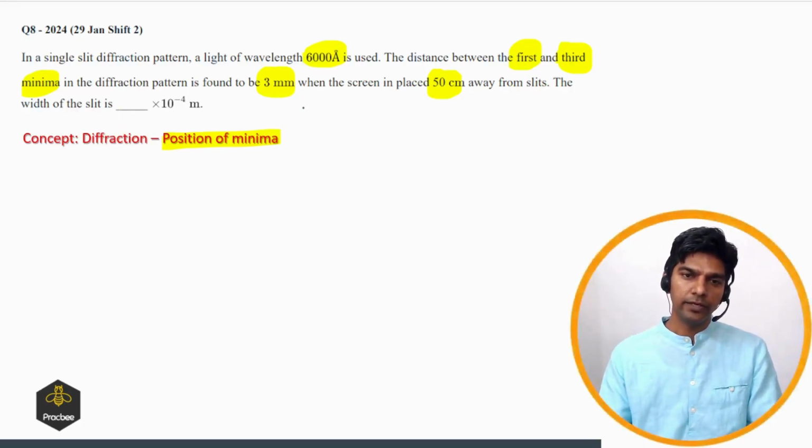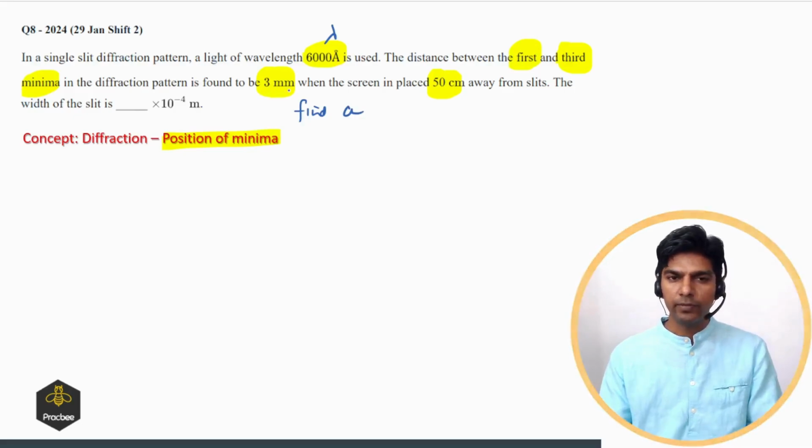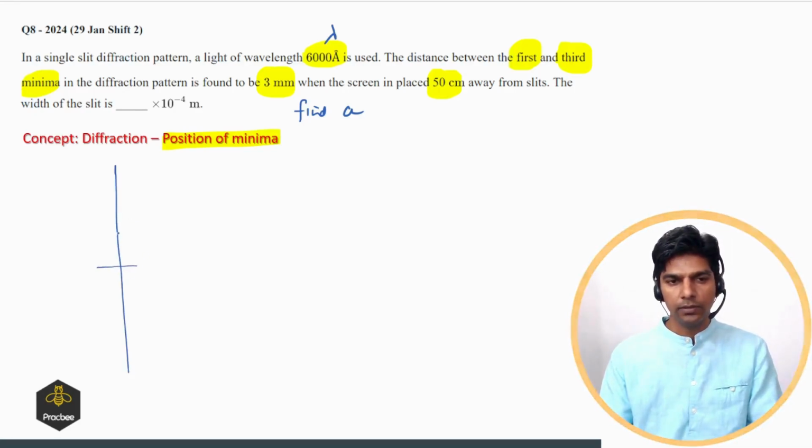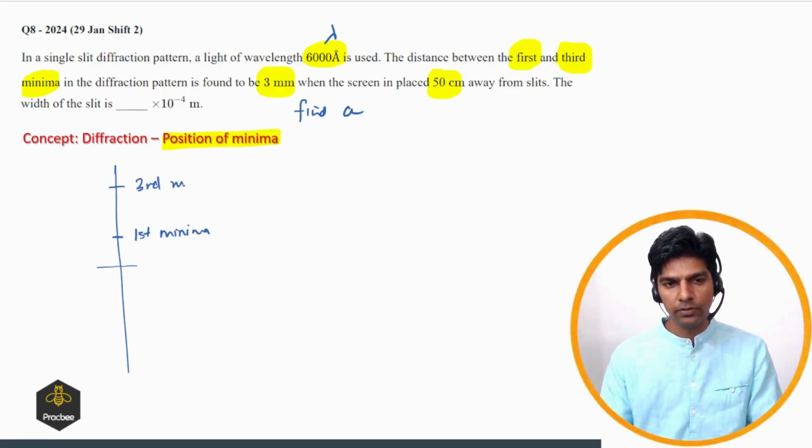So we have to find a. So lambda is given, and 3 millimeter is the distance between the first minima and the third minima. So let me show the screen. This is the central maxima, this is the first minima, and somewhere here we have the third minima.